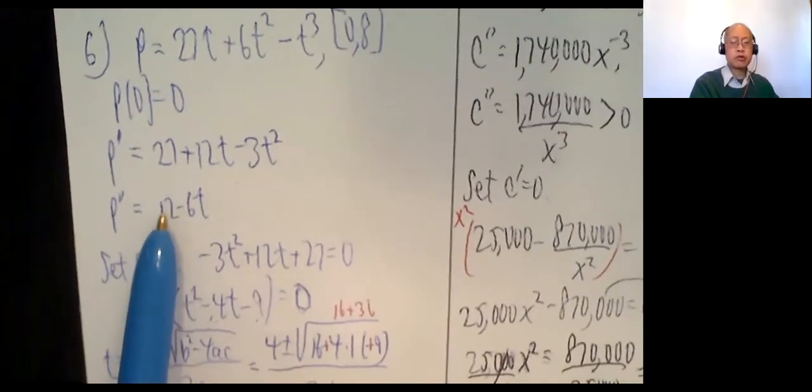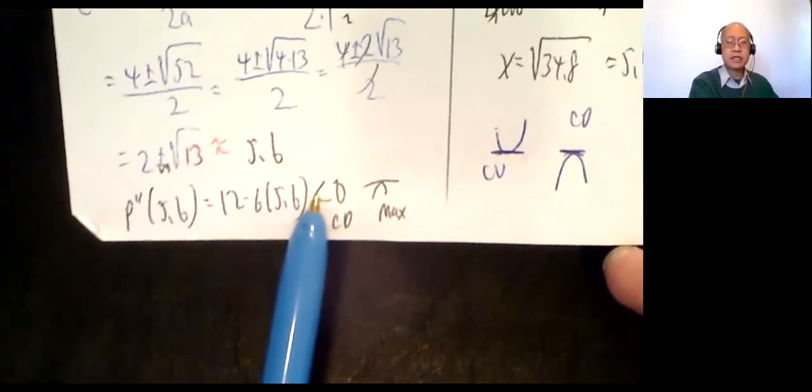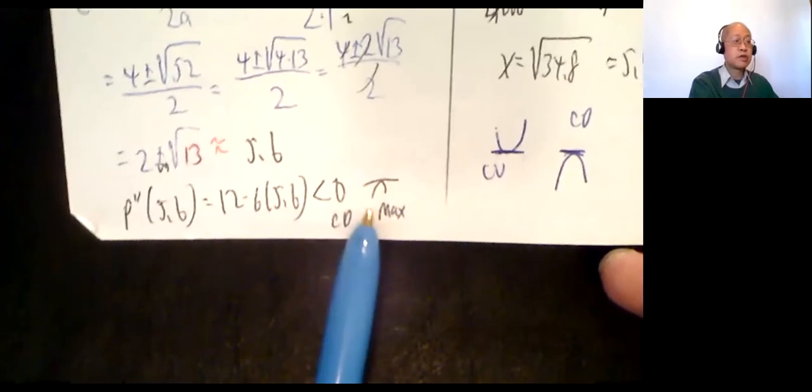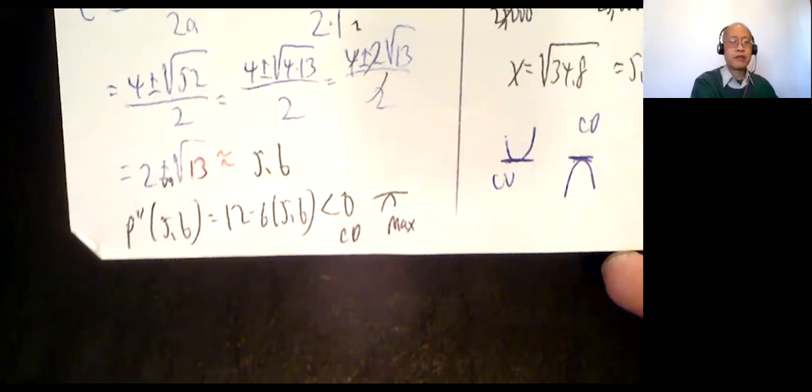Okay, plug into the second derivative. The second derivative was 12 minus 6t. 12 minus 6 times 5.6. I don't need to know the exact value. I can tell that's negative, right? 6 times 5 is 30-ish. 12 minus that is negative. Less than 0 means concave down, which means I have a maximum. It's about 5.6.